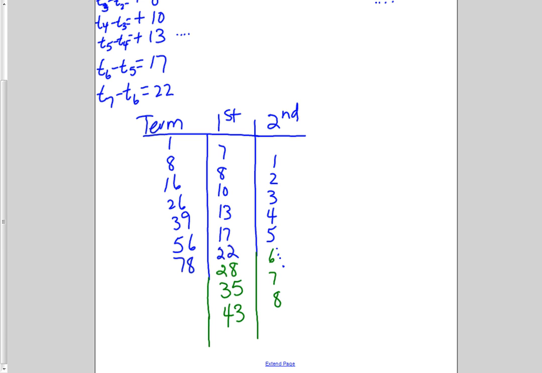The difference between the term value 78 and the next term is a difference of 28. So 78 and 28 is 106. Between 106 and the next term's value is a difference of 35. So that's 141. And then the next first difference would be 43, which is 184. So my next three terms should be 106, 141, 184.